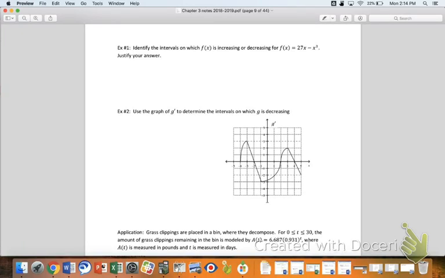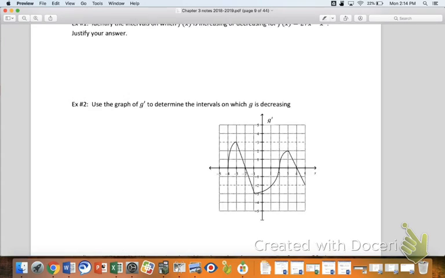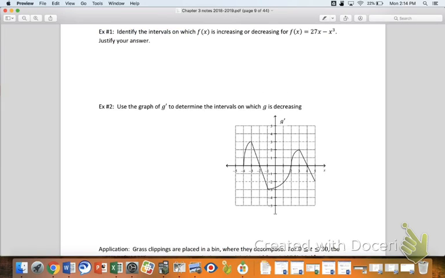Number 1. I think we'll pretty much go in order here. So here we go. Take a look here. It says identify the intervals on which f of x is increasing or decreasing for the function f of x equals 27x minus x cubed. Justify your answer. So this would absolutely not be a calculator question.